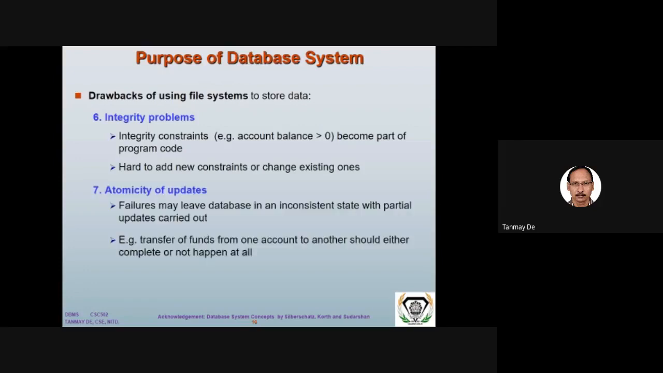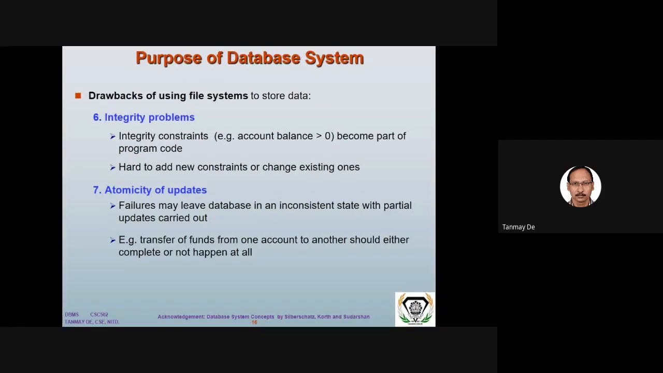And next one is the atomicity of update, meaning failures may leave the database in an inconsistent state with partial updates carried out. For example, a fund transfer from one account to another account is either completed or not happened at all.